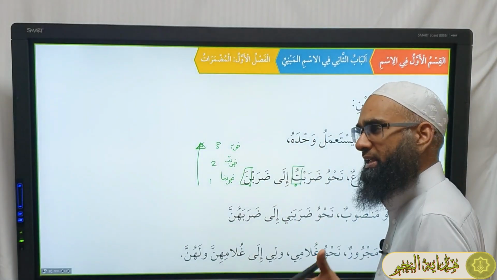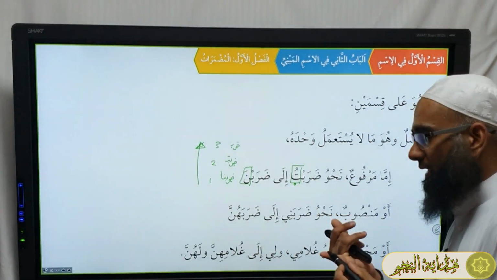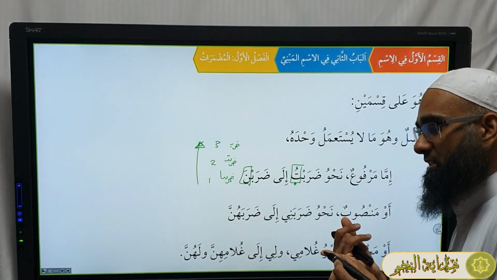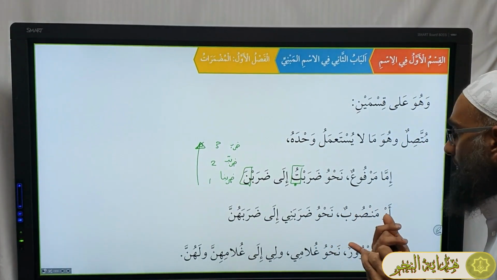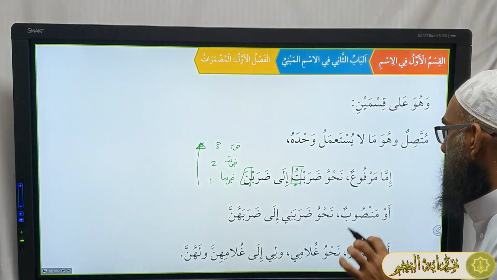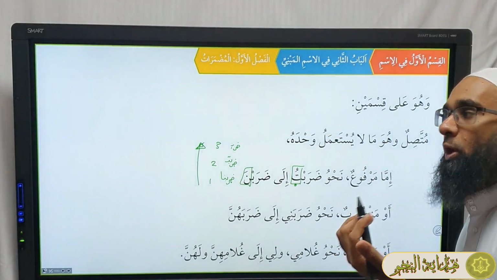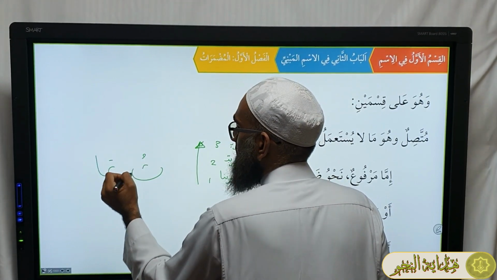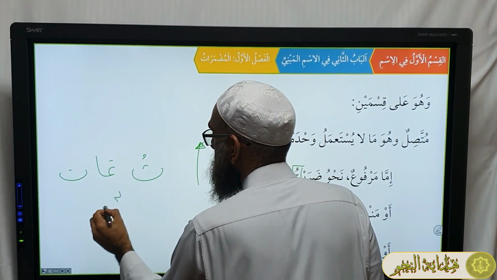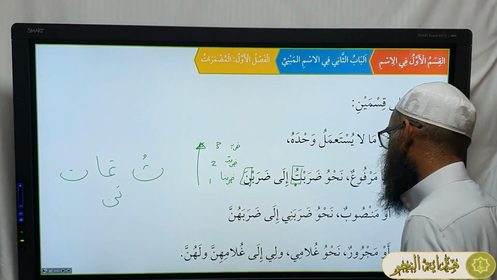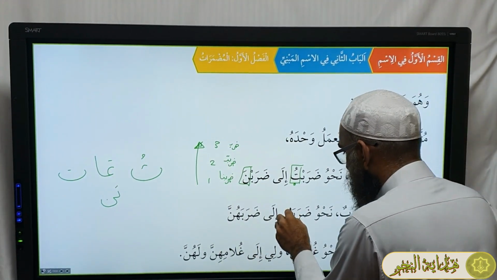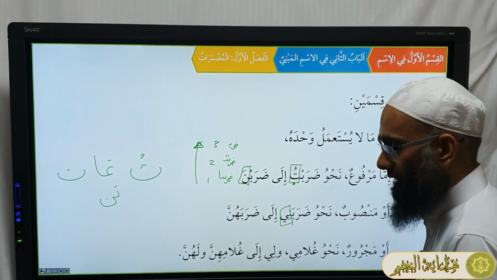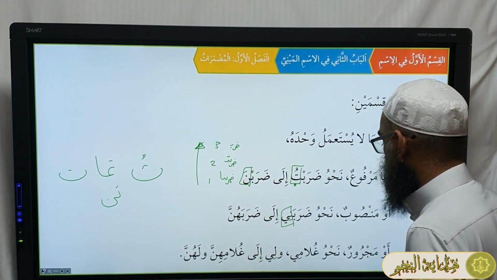So darabtu, there's a zamir at the end. We've done this already in many other books. So in daraba, the alif is a zamir; in darabu, the waw is a zamir. All of those dhamair at the end are marfu, they can't come on their own. You never see the word tu on its own, or tuma on its own, or ti on its own, or tunna on its own. They are muttasil.